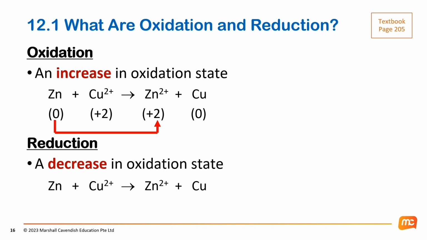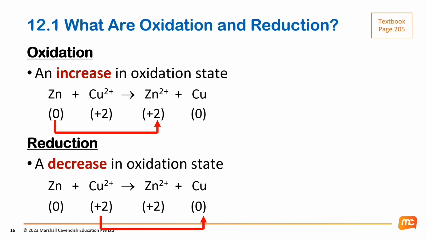Now what is reduction? Similarly, the opposite works. A decrease in oxidation state. So if you now look at the same set of numbers, you realize that the copper went from +2 now to 0, and that's where we see that a reduction has taken place.